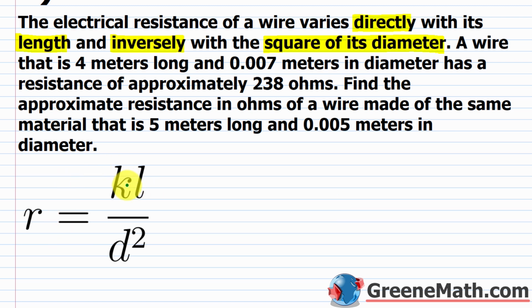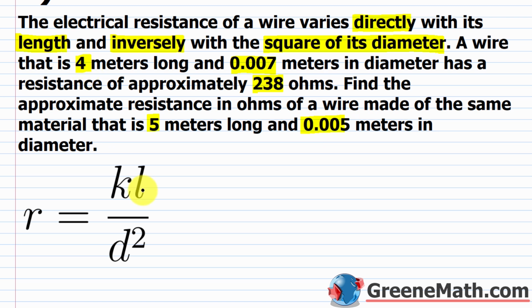After you work a few problems, you won't need to do this. This will be pretty easy to set up. So for the information now, we have that a wire that is 4 meters long and 0.007 meters in diameter has a resistance of approximately 238 ohms. Find the approximate resistance in ohms of a wire made of the same material that is 5 meters long and 0.005 meters in diameter. All we have to do again is just plug in.